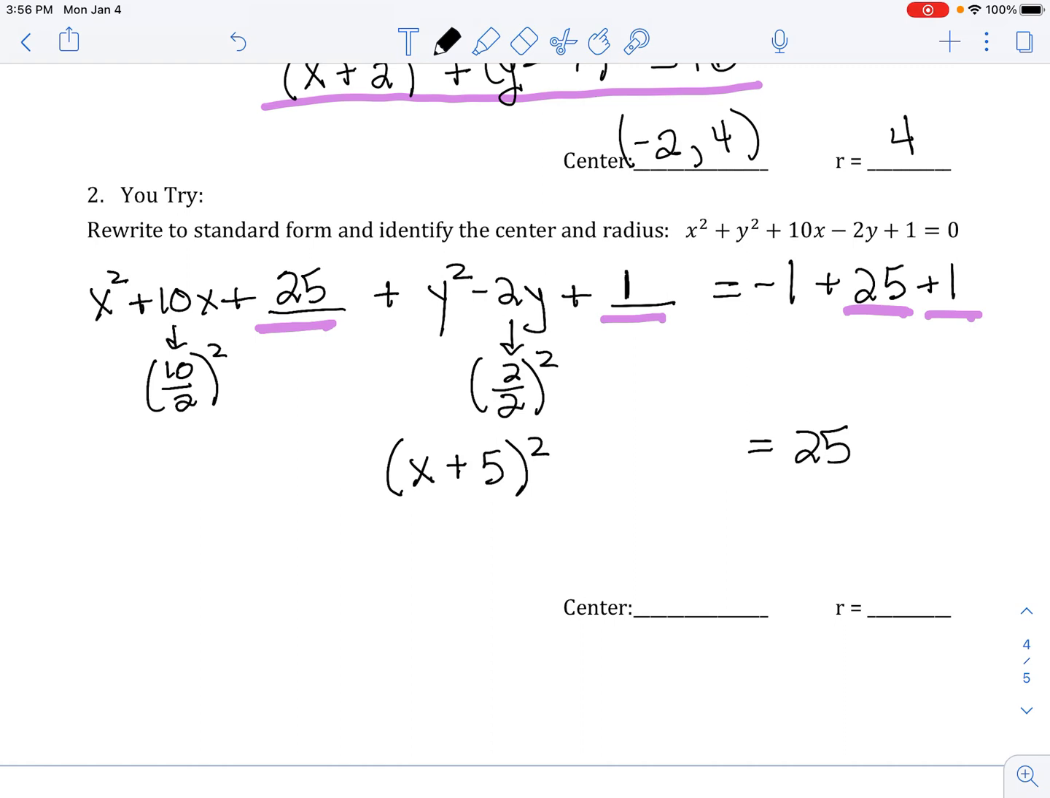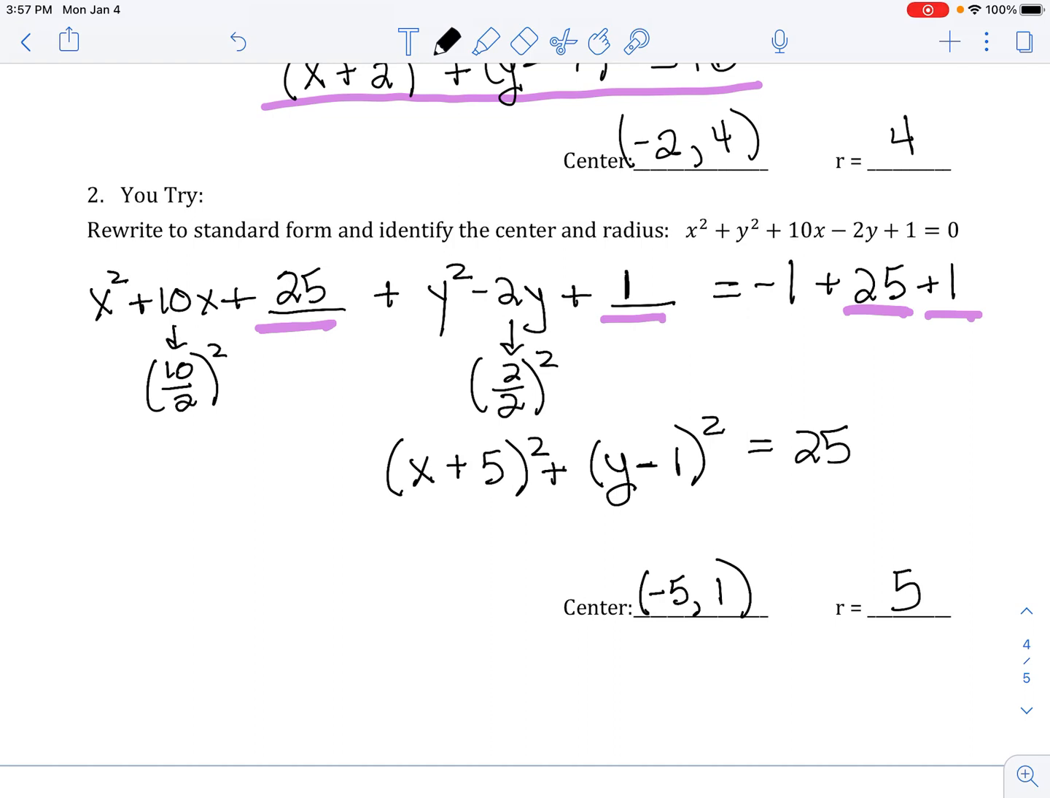So you square root of x squared, you get x. Square root of 25, you get 5. Whatever the first sign is in the binomial. Y squared minus 2y plus 1 becomes y subtract 1 quantity squared. So my center is negative 5, comma 1, and my radius is 5.